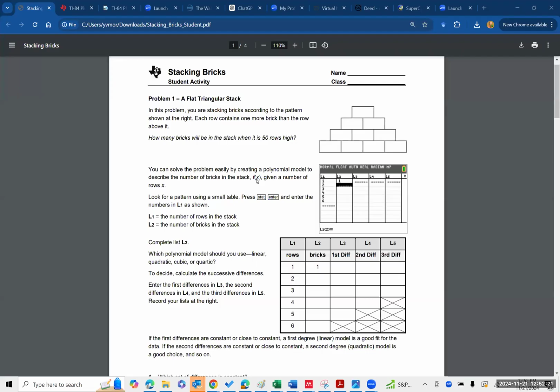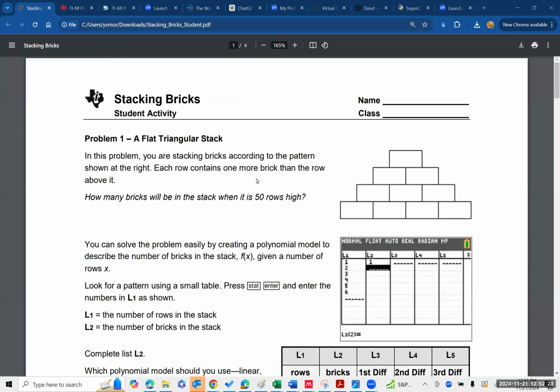All right, so let's take a look at this assignment. It says stacking bricks. Problem one, a flat triangular stack. In this problem, you're stacking bricks according to the pattern shown at the right. Each row contains one more brick than the row above. How many bricks will be in the stack when it is 50 rows high?